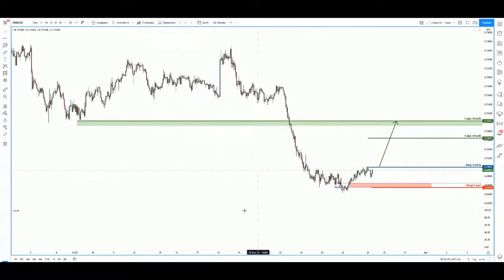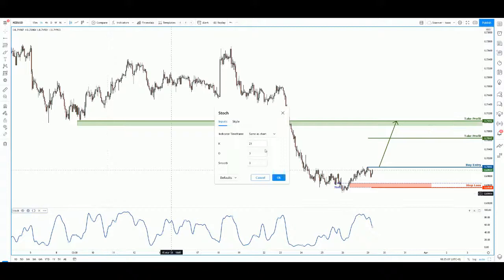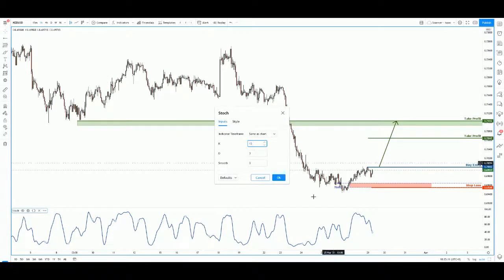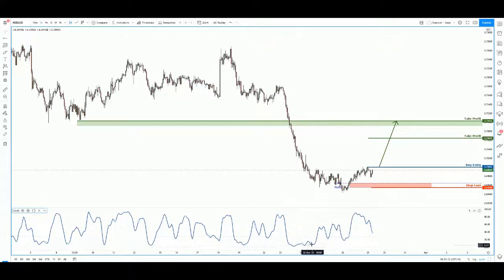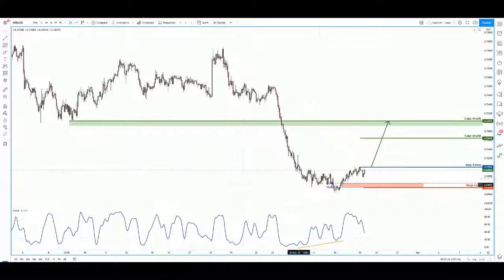Last but not least, we can also look at stochastics. Okay, stochastics 21 might be a bit too sensitive. Let's look at 13. Okay, we see that there's a divergence, right? There's a divergence right here. Okay, so the divergence could most likely be in play as well, right? There's a divergence which is happening.